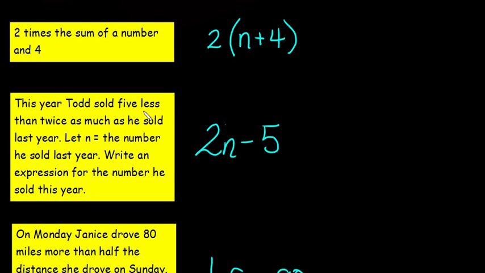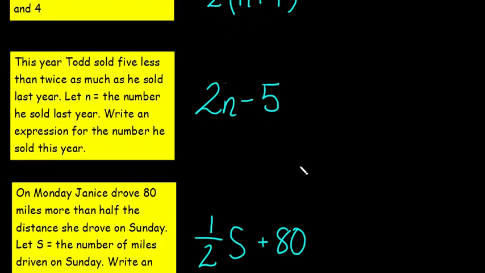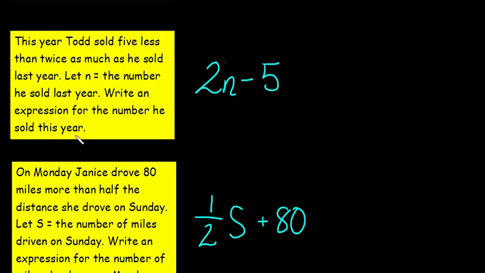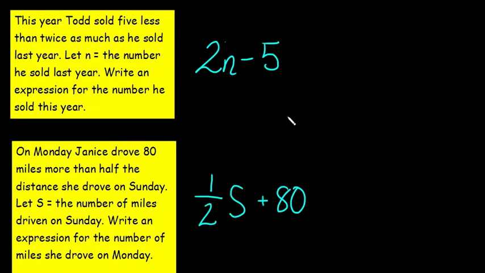This year, Todd sold 5 less than twice as much as he sold last year. You're told that n will equal the number he sold last year and to write an expression for the number he sold this year. Well, we're told Todd sold 5 less, so that's going to help us see we need to subtract, than twice as much as he sold last year. And this is our unknown, what he sold last year. But twice as much means we're going to multiply and then take 5 away. So this is our expression for the number he sold this year, using this unknown number.